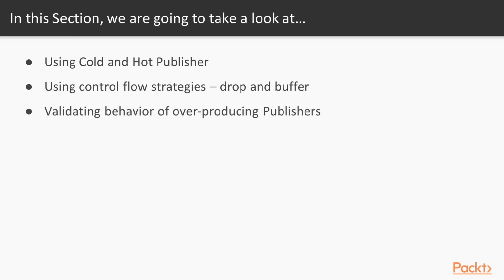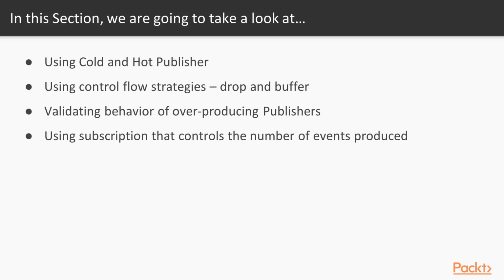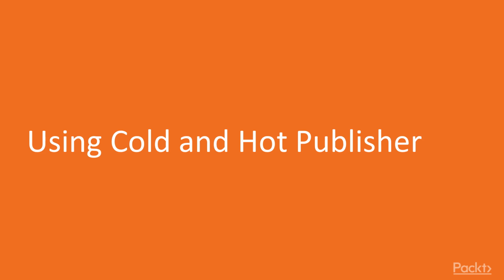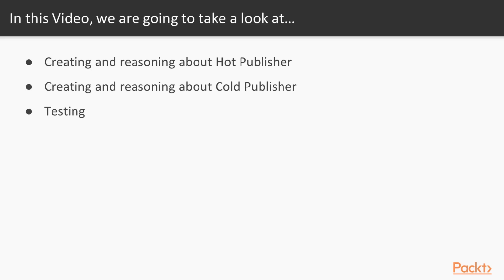The first video will be about validating behavior of an overproducing publisher. The fourth video will be about using a subscription that controls the number of events produced. The final video will be about adding a back pressure mechanism into the reactive flow. So this is the first video, in which we'll try to distinguish between cold and hot publisher. We'll be creating and reasoning about a hot publisher and doing exactly the same for a cold publisher, and we'll be using testing, so in a TDD fashion.